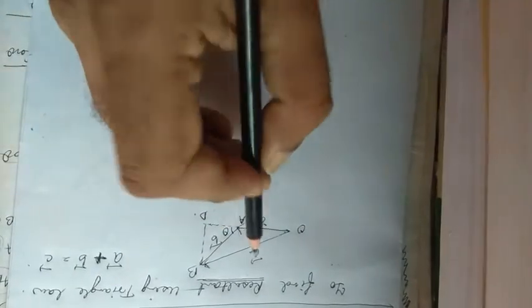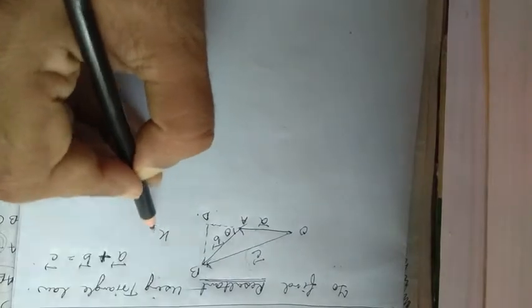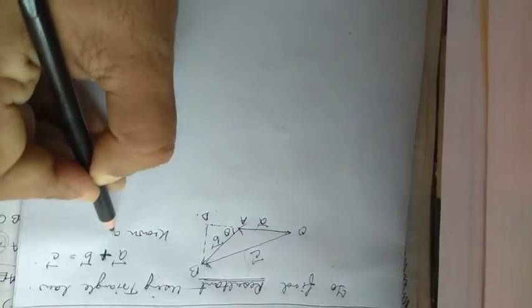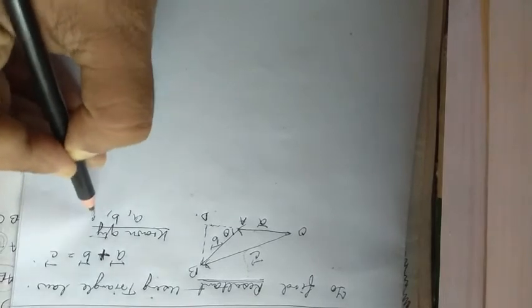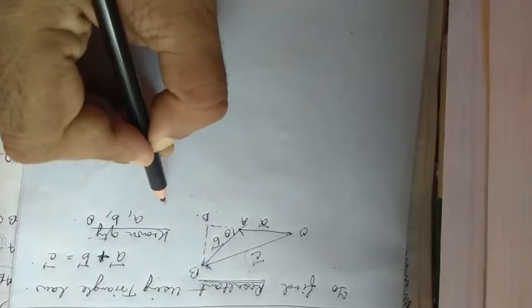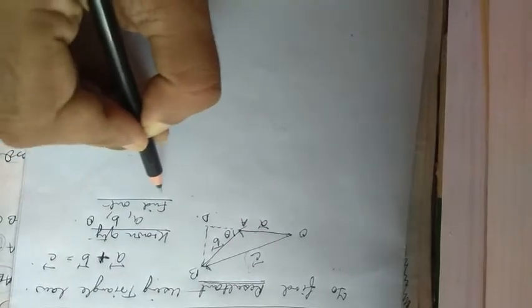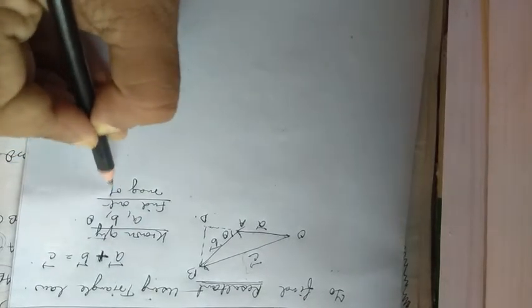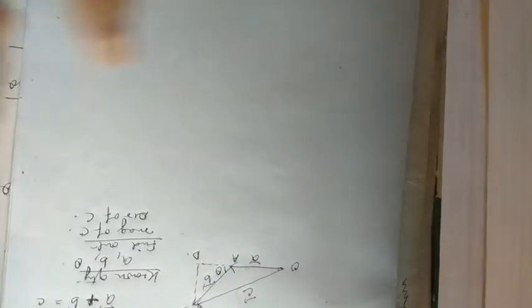Now to find the magnitude of C, what are the known quantities? Known quantities are A, B and theta. What do we have to find out? The magnitude of C and the direction of C. These are the two things we are going to calculate.